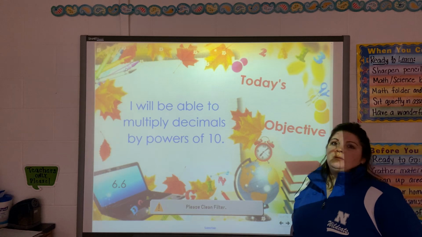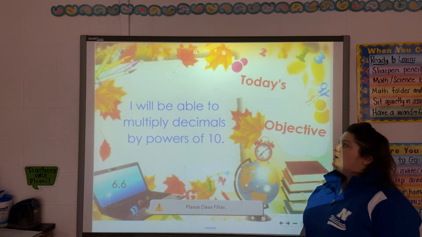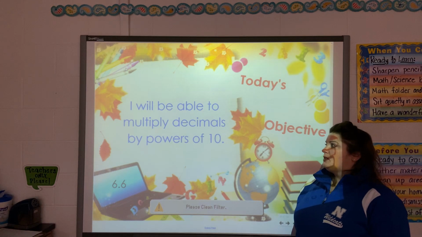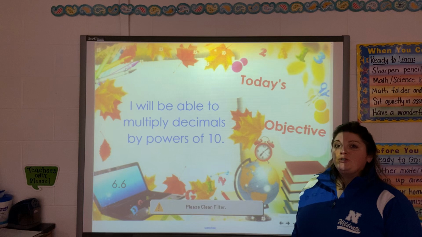Everyone, today we are doing My Math lesson 6.6. Our objective for today: I will be able to multiply decimals by powers of 10. Please have your notebook and your My Math book ready.